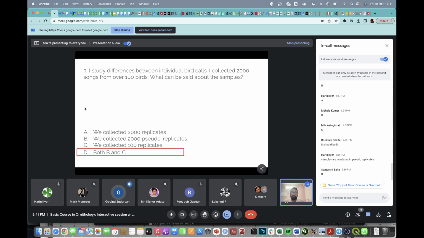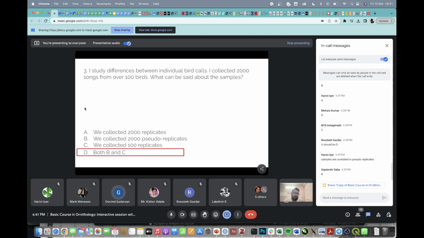So how can we say B is true again? Because the 2,000 are pseudo replicates. They are not your replicates. They are not your sample. That 2,000 is not your sample size. Your sample size is basically 100 over here. I hope you get it. But I think option B implies that all 2,000 are pseudo replicates, but that's not true, right?